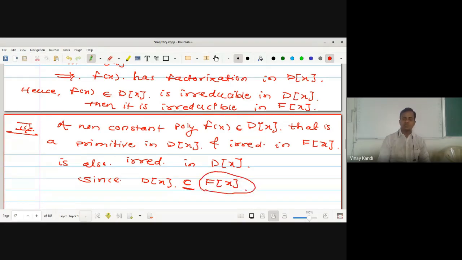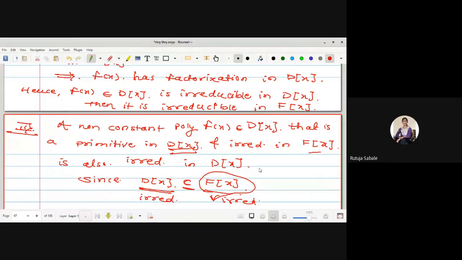तर ह्या मोठ्या सबरिंग मध्ये तुमच्या या मोठ्या रिंग मध्ये जर इररिड्युसिबल असेल, ओके, तर या छोट्या त्याच्या सबरिंग मध्ये काय असेल तो इररिड्युसिबल असेलच की. ओके, सो हियर द नॉन कॉन्स्टंट पॉलिनॉमियल such that is primitive in D of x, irreducible in capital F of x, then it's also irreducible in capital D of x. Okay, any doubt up to here? No, sir.